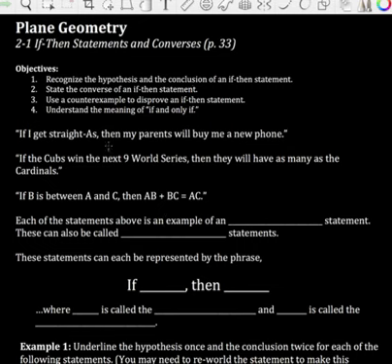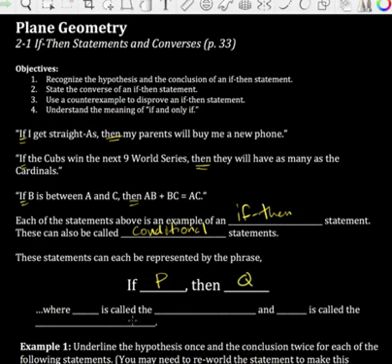And so each of those statements, you notice, they all have something in common. They all start with the word if, and then after some kind of opening phrase, there's a part that says then, right? So each one of those is actually called an if-then statement, which sometimes you'll hear referred to as a conditional statement. An if-then statement or a conditional statement. And all if-then statements can be represented by a phrase that looks like this: if P, then Q.